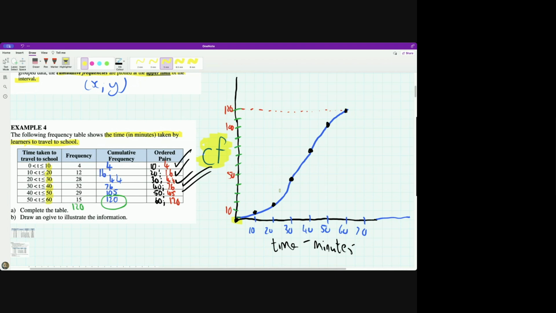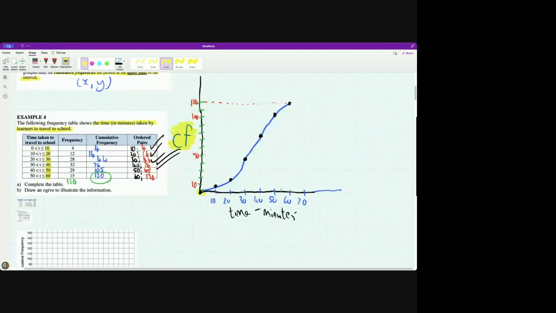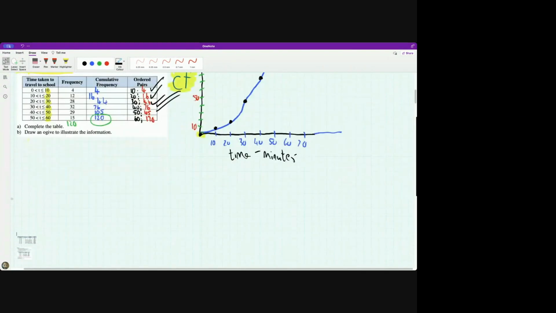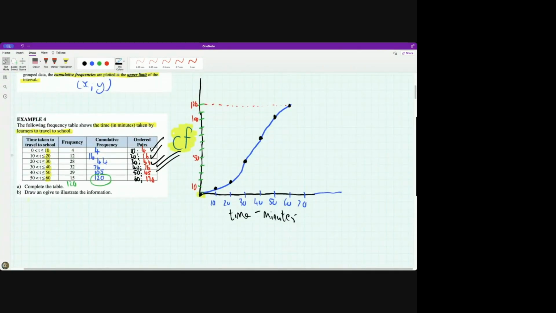Okay, now part 2 of understanding the ogive is knowing how to estimate the median. So what we're going to do is, when we estimate the median, what is always our first step when we have list data? What do we normally have to do when we're working out the median?